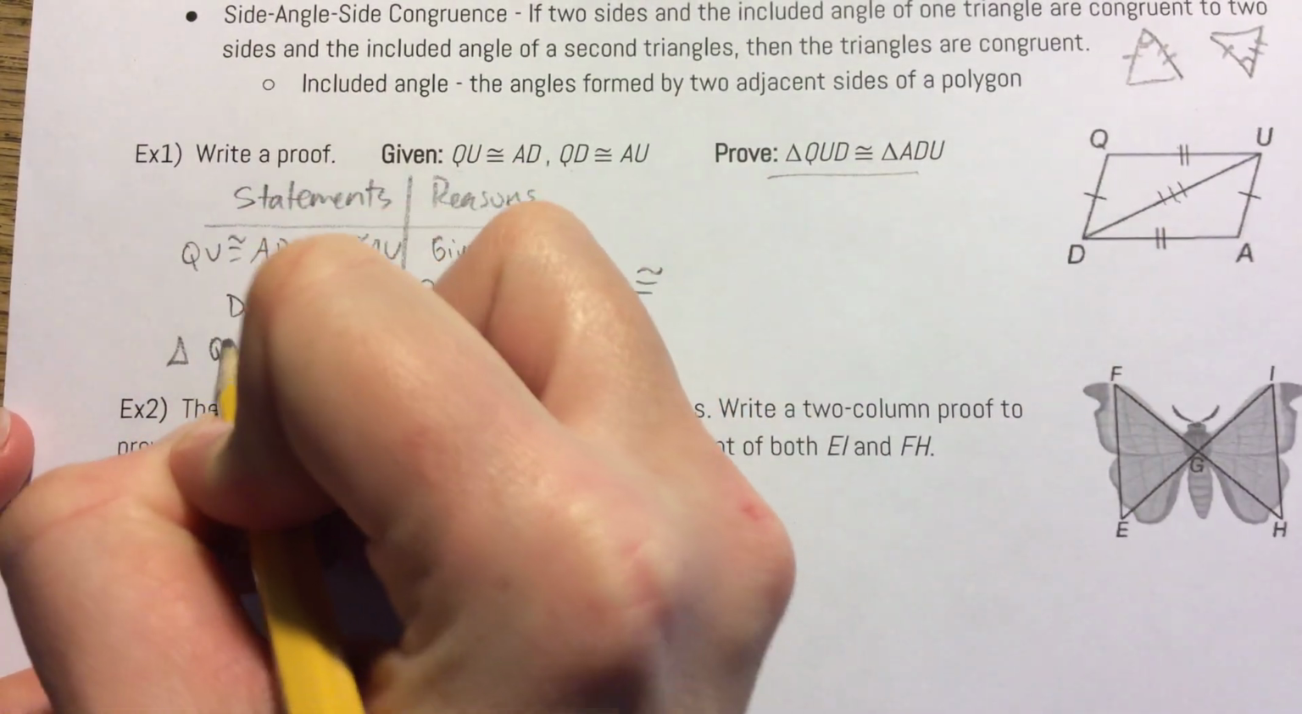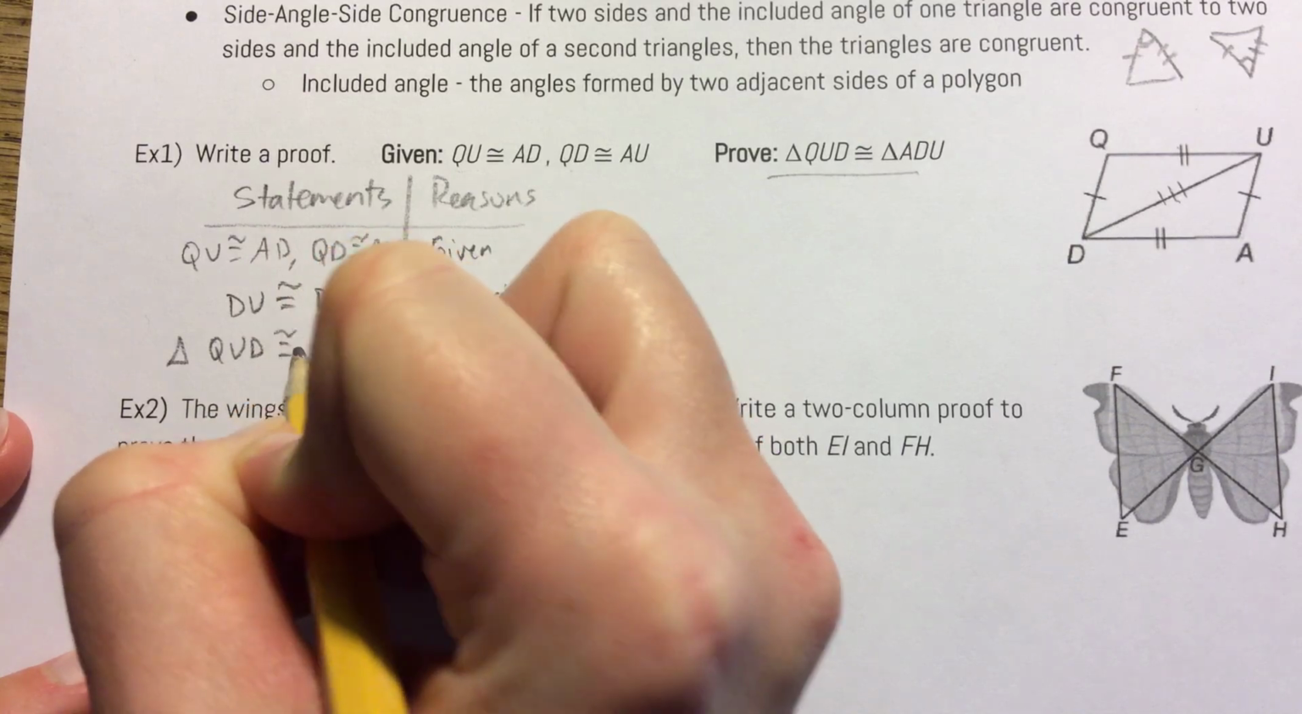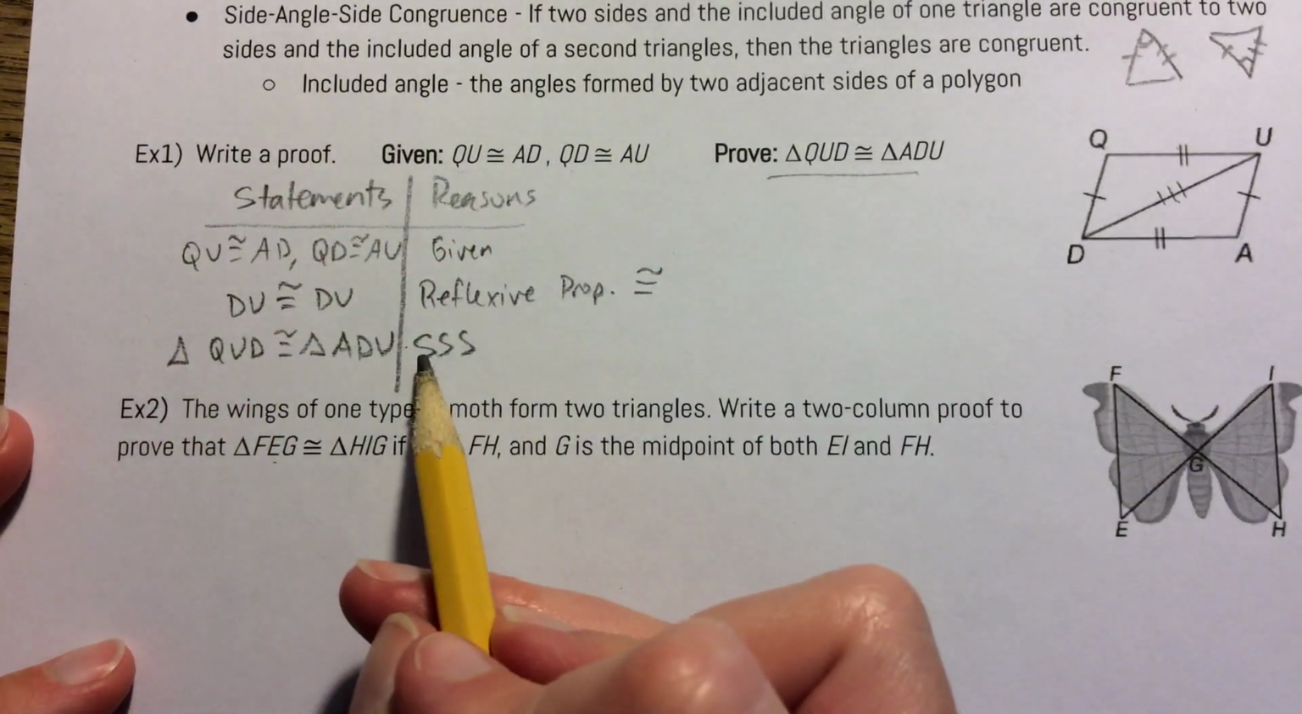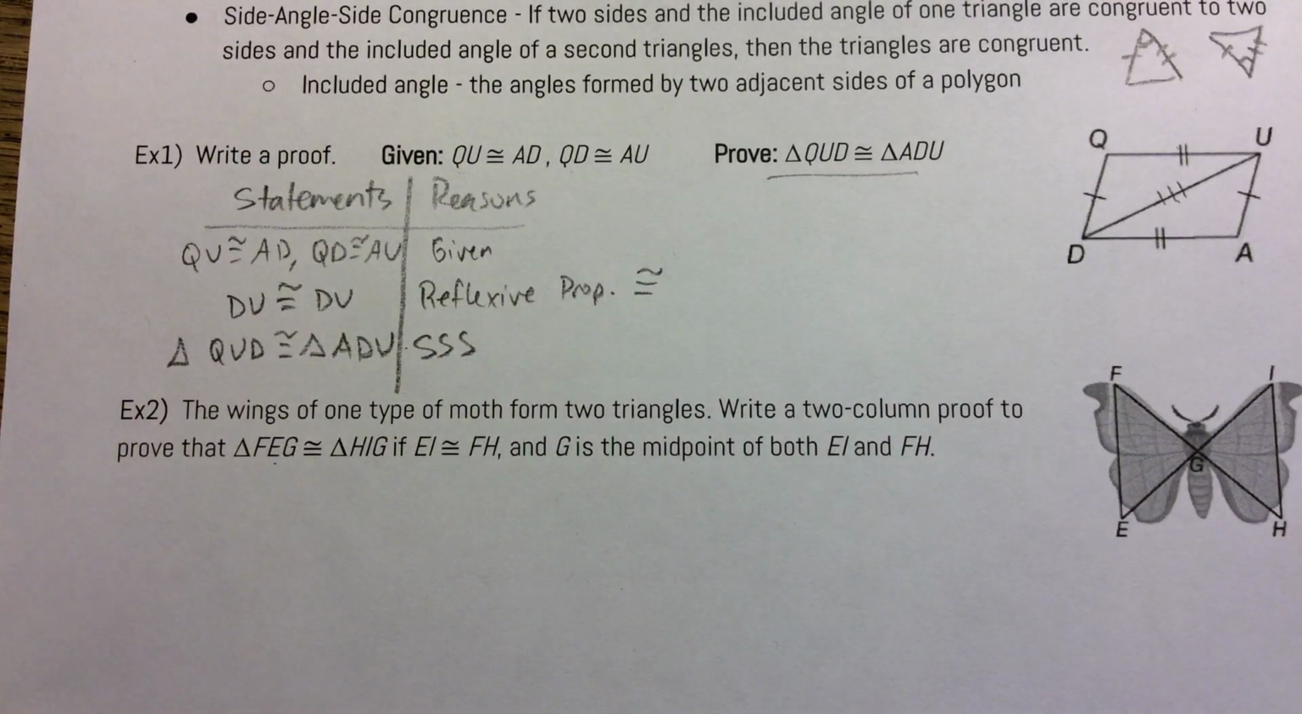So triangle QUD is congruent to triangle ADU. And that's by the side, side, side postulate.